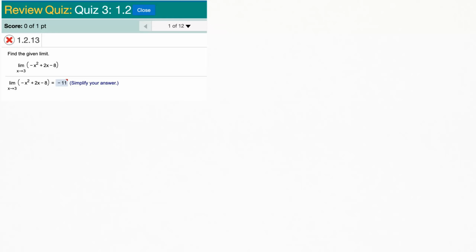Quiz 2 is all about finding limits using a graph, and Quiz 3 is going to be all about finding limits given an equation. So we're being asked to find the limit as x approaches 3, and that's an overall limit, of negative x squared plus 2x minus 8.